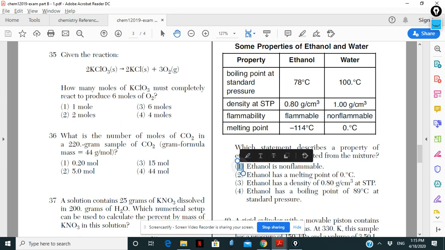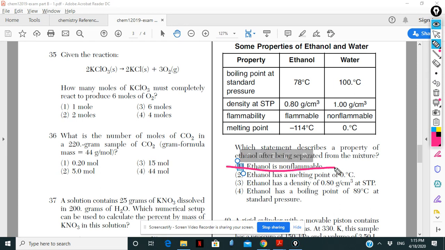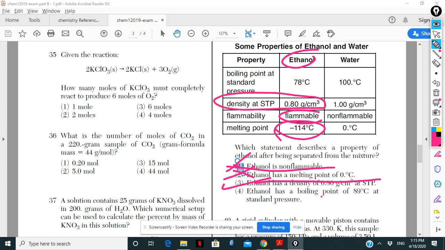So, ethanol is non-flammable? No, he said ethanol is flammable, so that's incorrect. Ethanol has a melting point of 0? No, the melting point is negative 144. That's incorrect. Ethanol has a density of 0.8 gram per cubic centimeter. Yes, that's correct. So the answer should be 3.